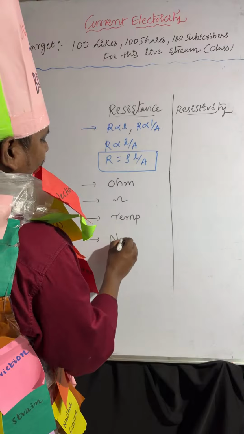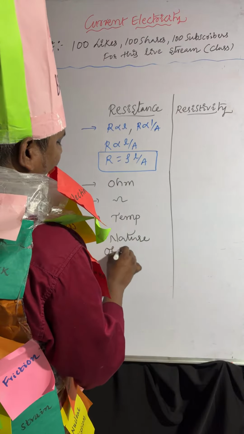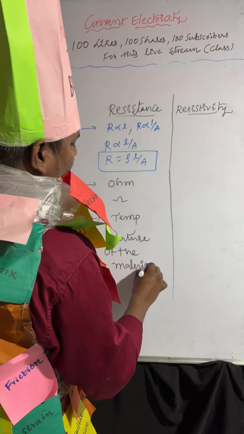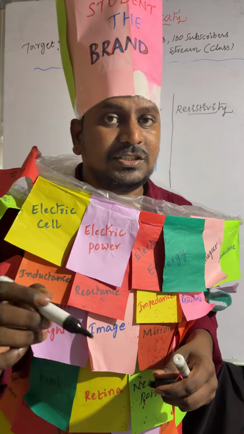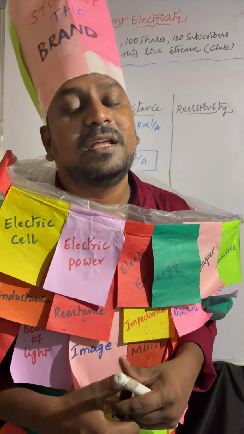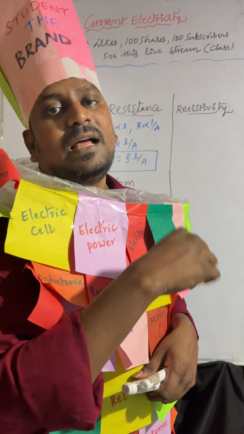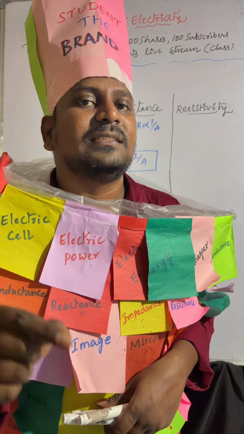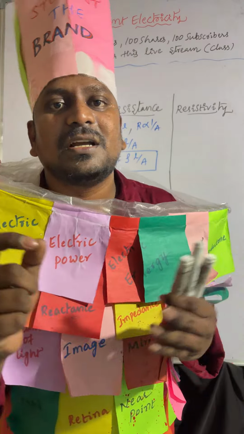Resistance depends on the nature of the material. In the last case, instead of nichrome wire, I took copper wire. Yes or no? In the last case, I said connect copper wire, then observe the reading of the ammeter. Understood or not? Among the four cases, in the last, fourth case, I mentioned copper wire instead of nichrome wire.